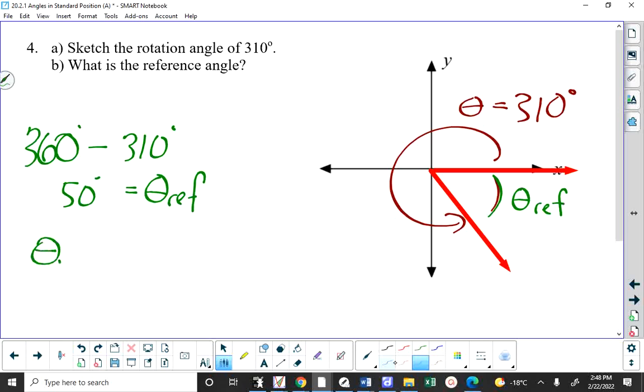Which means the reference angle, if the terminal arm lies in quadrant 4, will always be 360 minus the rotation angle. So in the end, when I use the angles that I know about, 0, 90, 180, and 270, to find out where to draw it, I never really use the 90 and 270. I always use 180 and 360, because then I'm thinking about a reference angle. Any questions with 1 through 4?